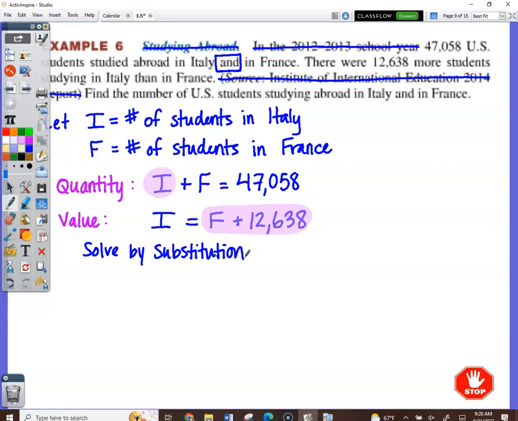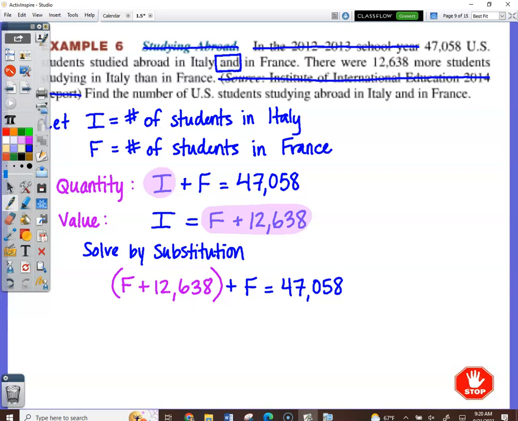So I'm going to copy the quantity equation, and in place of I, I'm going to put F plus 12,638. Now I am putting parentheses just to show that I substituted. Please don't let the parentheses make you think there's anything being multiplied. There's not. It was like plugging a hole. You're taking this expression and plugging it in right there.